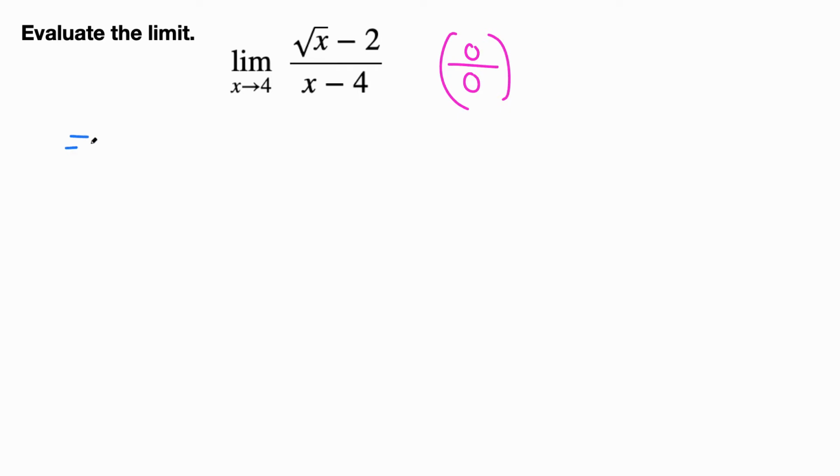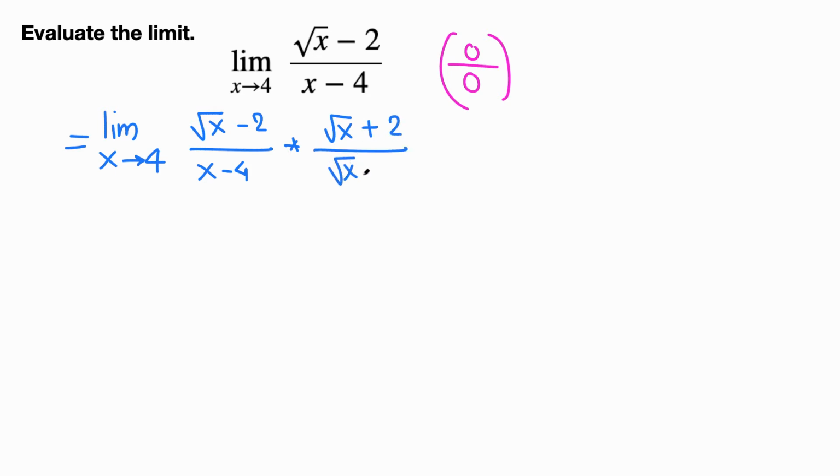So the way it works, whenever there is a square root and factoring is not that obvious, we multiply by its conjugate to get rid of this square root. We just multiply by the conjugate of this, which is root x plus 2, and the same thing on the bottom. The goal is to get rid of the 0-making factor, because when x equals 4, 4 minus 4 is 0, so we're going to cancel that in a moment.